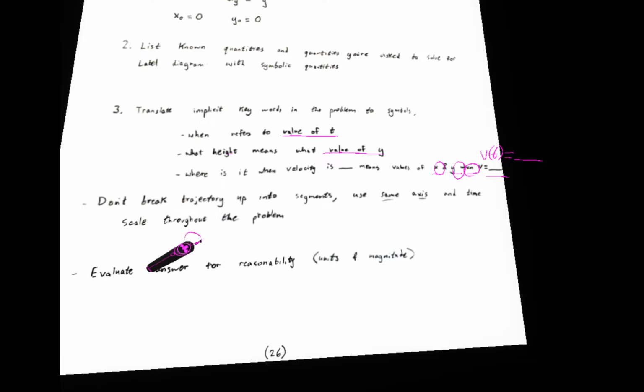And so use the same axis and use the same time scale throughout the problem. So have t0 equal when it was shot. Never have t0 equal some later part of the trajectory. Have it be right when it becomes a projectile. And then, as always, evaluate your answer for reasonability, and this includes units and magnitude.